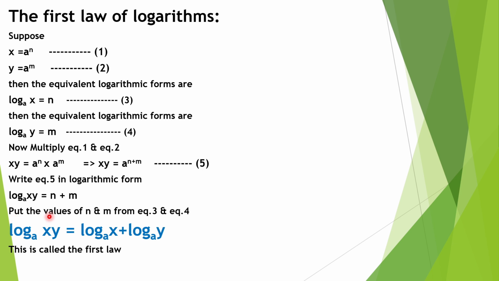Now put the values of n and m from equations 3 and 4. So look over here, n is equal to log to base a of x and m is equal to log to base a of y. So we will put these values of log over here in this equation. So log to base a of xy is equal to log to base a of x plus log to base a of y. So this is called the first law of logarithm.